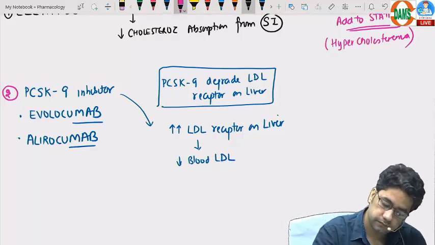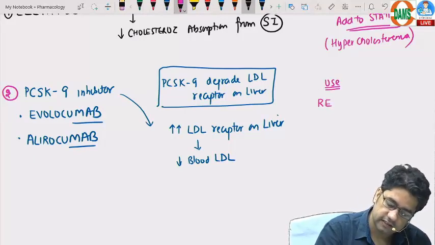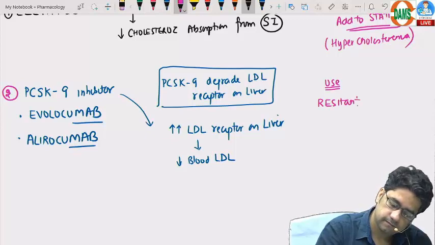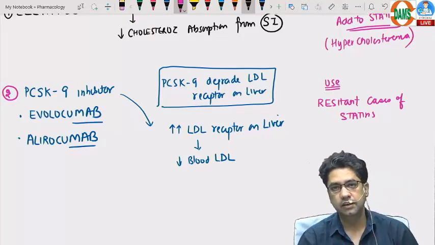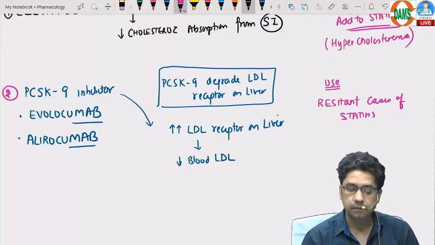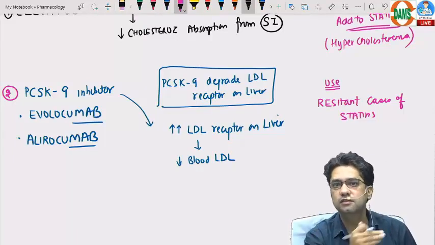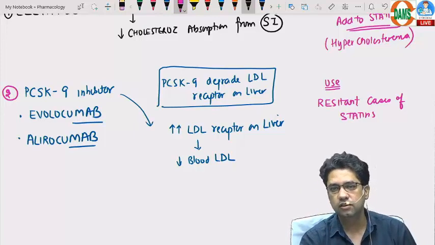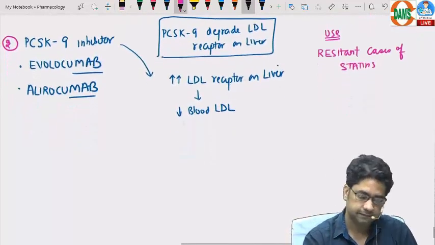Use. Resistant cases of statin, we give evolocumab and alirocumab. Why? Because they can reduce LDL even more than statins. This is a new class of drug. ये statin से भी ज्यादा LDL कम कर सकते हैं. ठीक है?